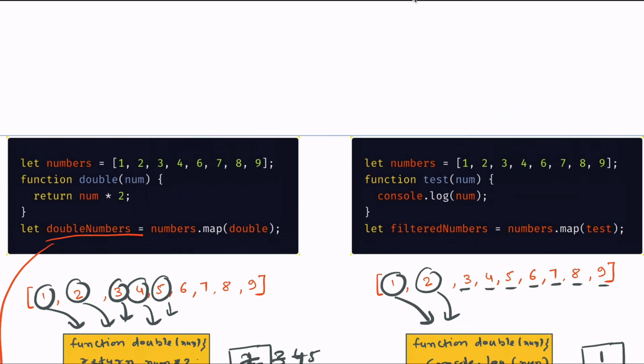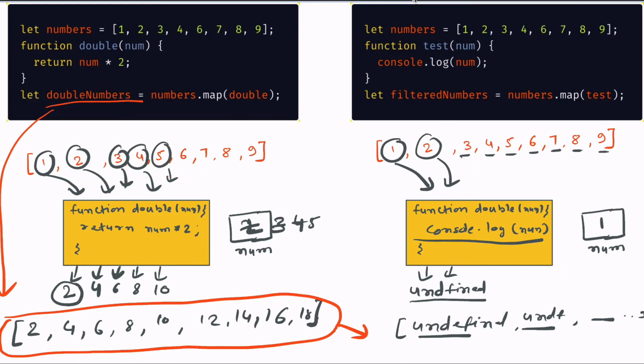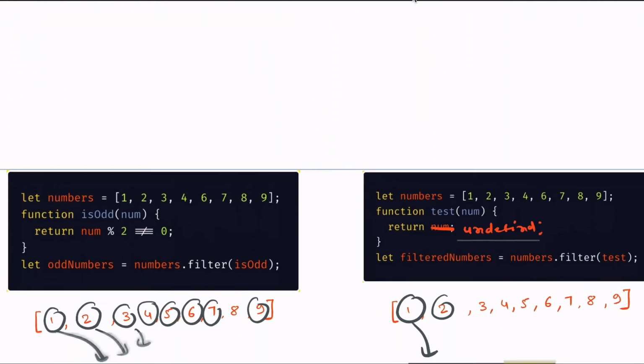But in case of map, what happens? Each element of the array is passed to the callback function. Whatever is returned from the callback function is stored inside an array, and this is what gets returned from map. What if I don't return anything from the callback function of map? The function will return undefined and the output will be undefined, and map will always return the same size of array.